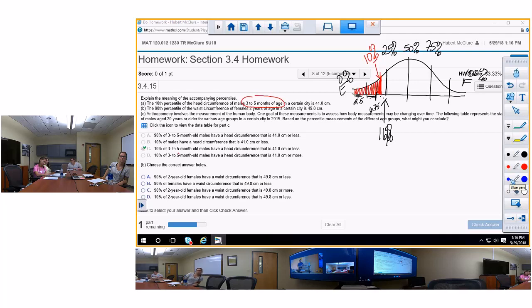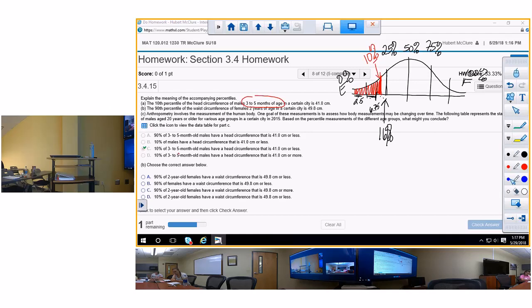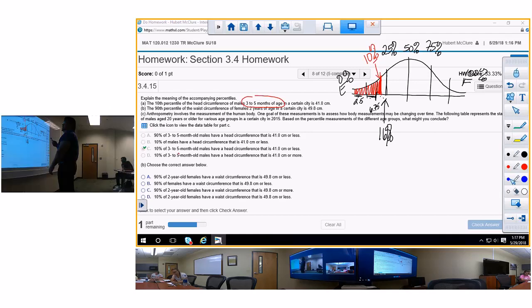All right, now, it says that 90% of girls that are 2 years old in a certain city is 49.8 centimeters. So somebody tell me where 90% is. Well, here's 75, but we don't have 75 there.